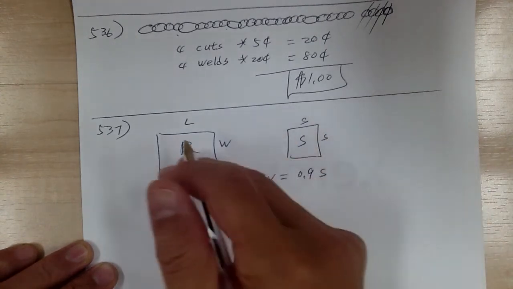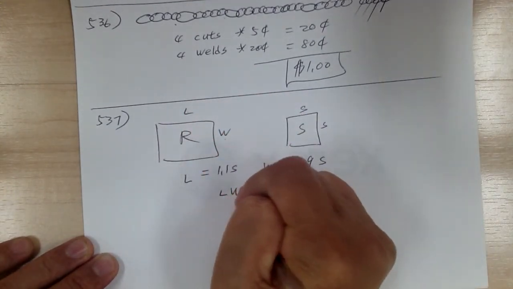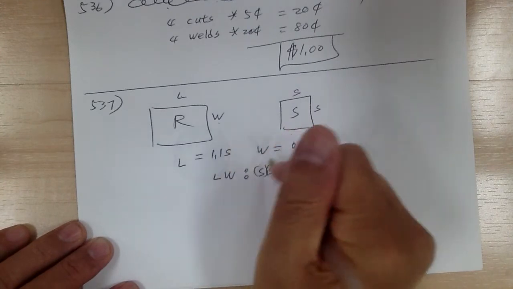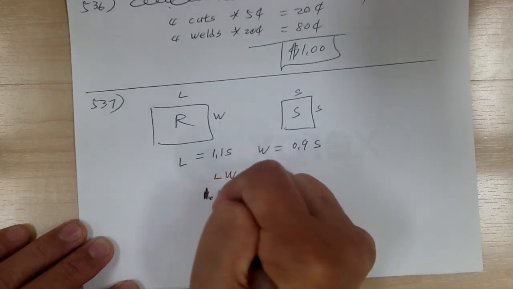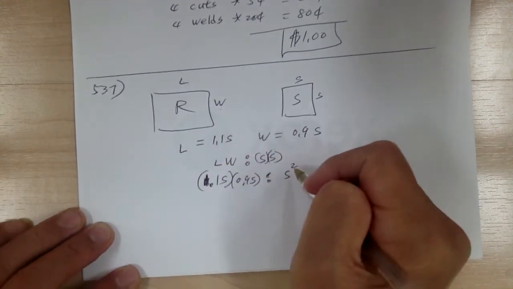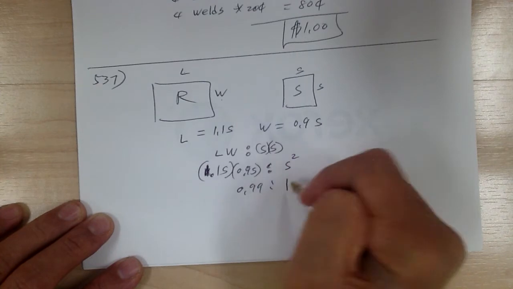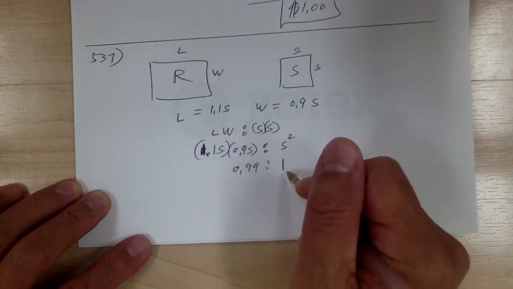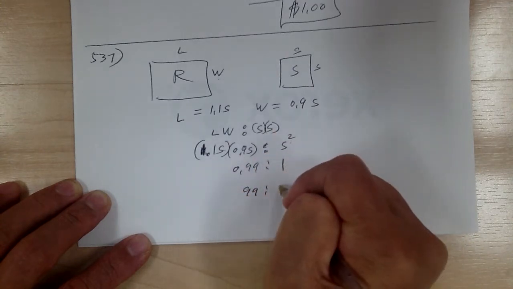Find the ratio of the area of this to this. Well, the area of this is length times width, and compared to the area of this, which would be S times S. Then with this you can substitute. So you got 1.1 S times 0.9 S to S squared. Divide by S squared on both sides, so you got 0.99 to 1. I can divide both sides by S squared, so S will be gone. But when you do a ratio, normally you don't want to use decimals. You can do this, but you can multiply by 100, so it would be 99 to 100.